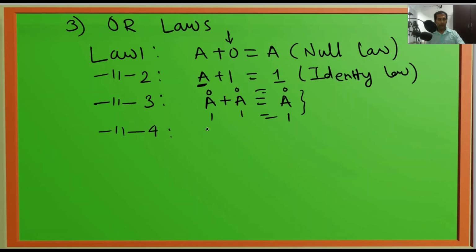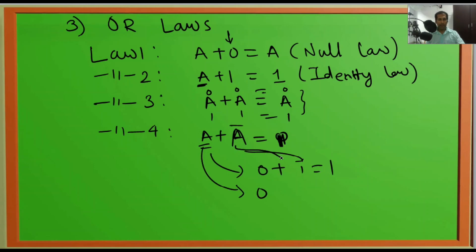The fourth law is A plus A bar equal to 1. Now, if you take an example, A is 0, then A bar is 1. So 0 plus A bar, the answer will be equal to 1. If A is 1, A bar will become 0, then again the answer will be 1. So these are the laws related to OR. Next we will see commutative laws.